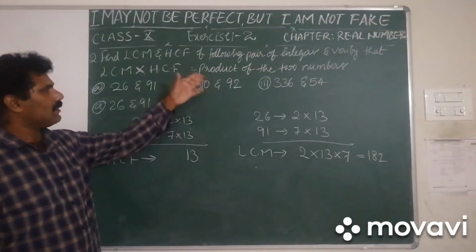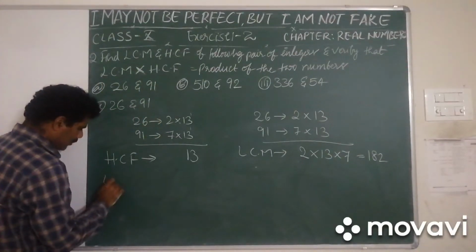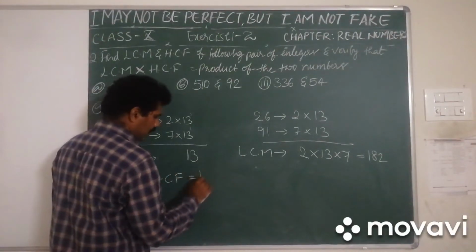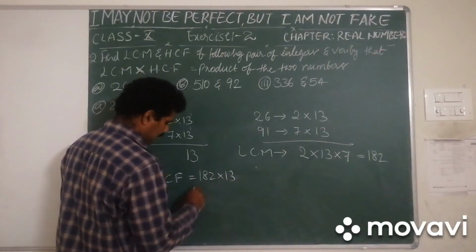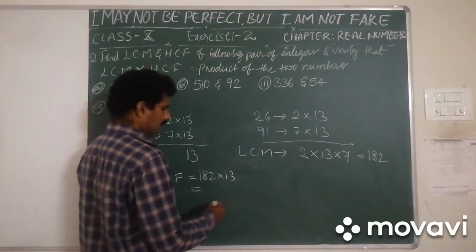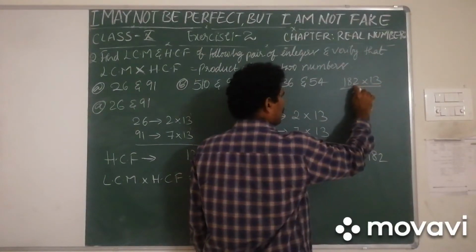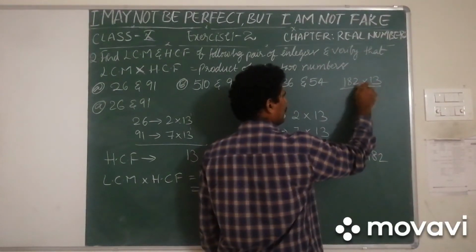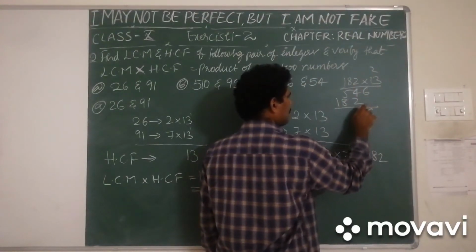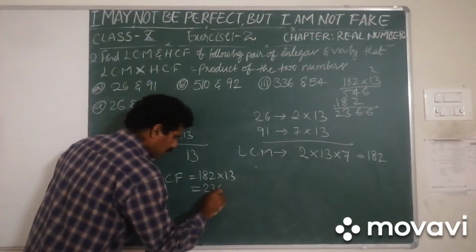Now let us verify the given condition. First, let us find the product of LCM and HCF. So LCM into HCF, where the LCM is 182 and the HCF is 13. Let me do a manual calculation once: 182 into 13. We'll be getting 2366.